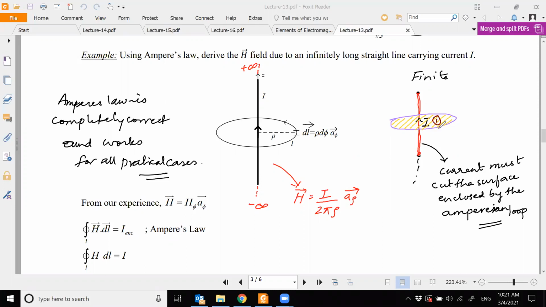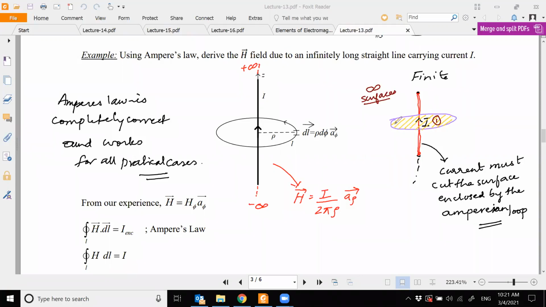I think this is the only surface. How about others? Now I'm leaving the question open. What do you guys think? Is it only this one surface, or can you create more surfaces? I think there are more surfaces. So how many? Infinite. Ideally infinite surfaces which can be enclosed by this purple loop.